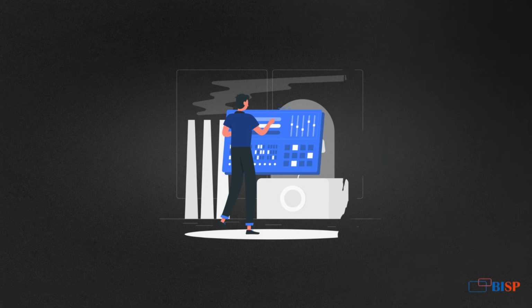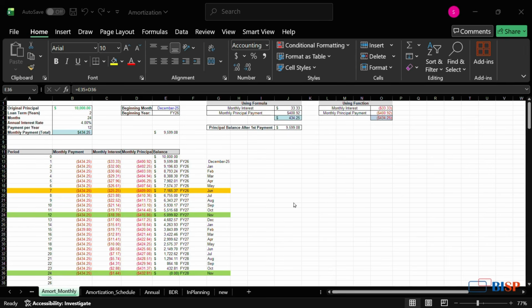To solve this problem, the finance team decides to build an amortization schedule that automatically calculates the monthly payment breakdown throughout the life of the loan. And once the logic is validated in Excel, they want to implement the same process inside Oracle EPM so that loan planning can be automated for future forecasts and budgeting cycles. So let's start by building the complete amortization model in Excel and understand the calculation behind it.